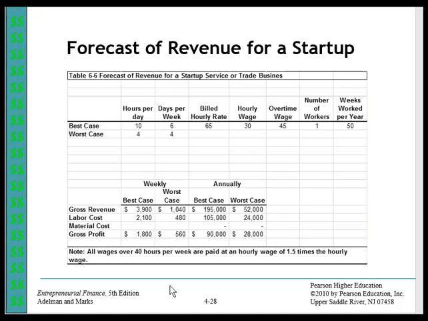So again, this forecast of revenue is very difficult with a startup, but we do know some numbers. We actually know what the hourly wage is going to be. We know what overtime wages are. We know how many workers we'll have, how much time they're going to work. So we have some ways. Some of this information we'll know, and some of it is not quite as well known.